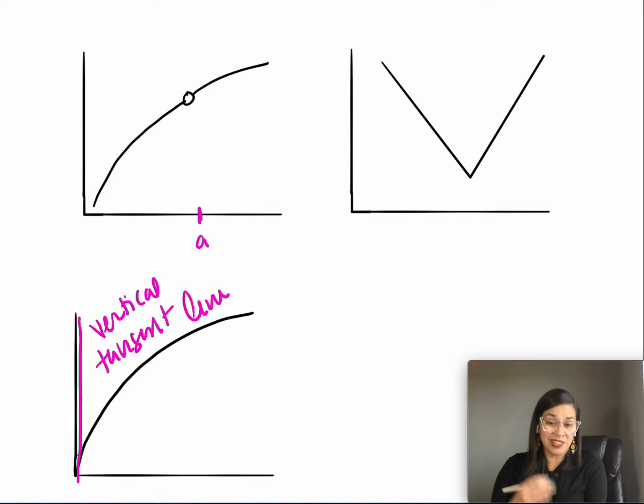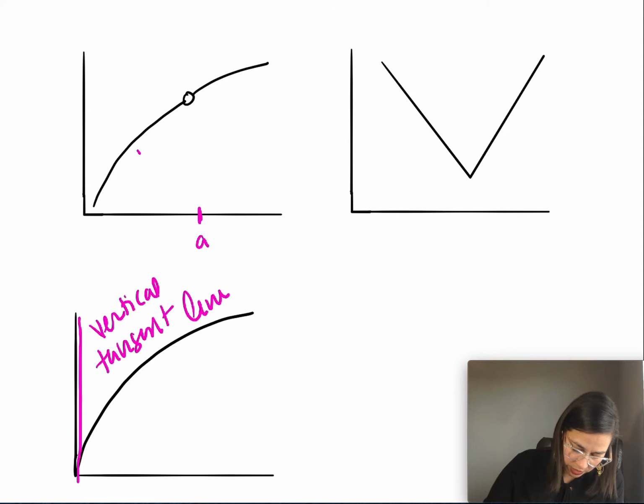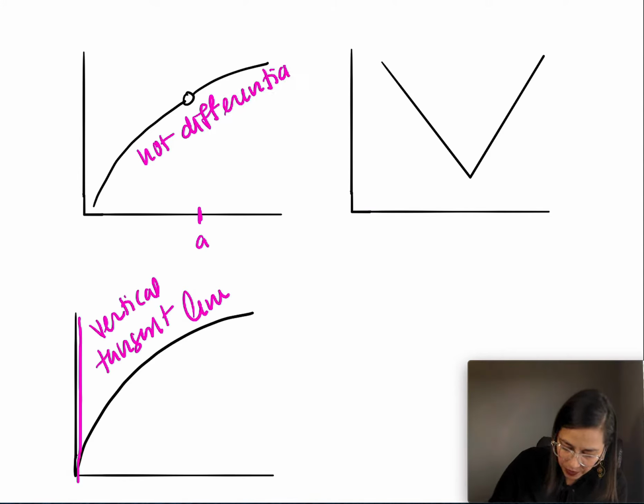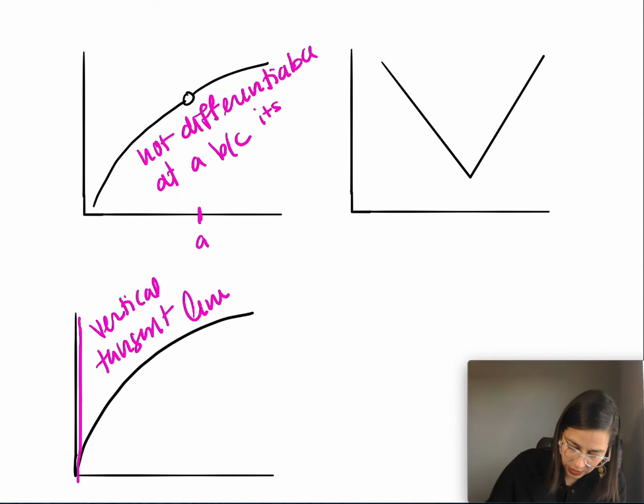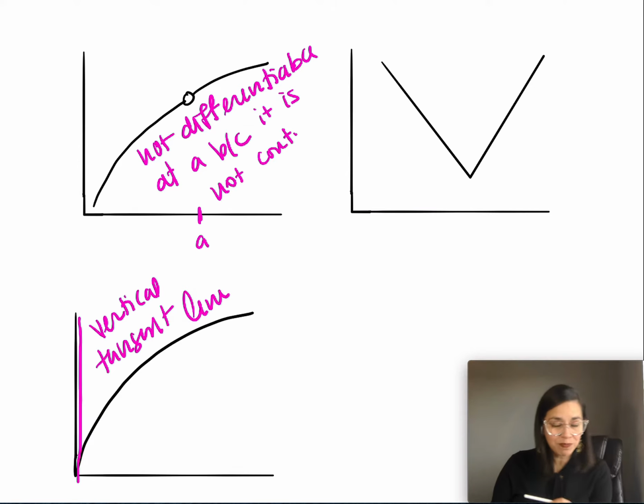Not differentiable because it's not continuous. So not differentiable at A because it is not continuous. Okay? And then the last case here we have, this is A.